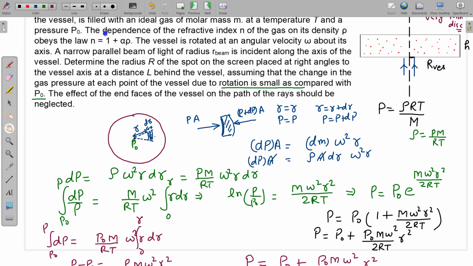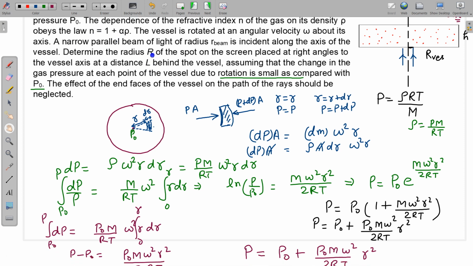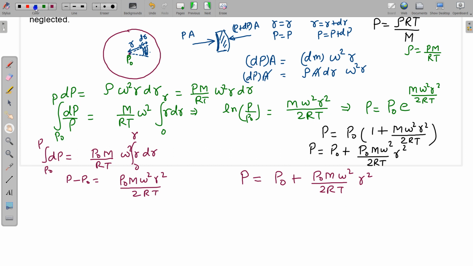But we have to find the refractive index as a function of this r, and refractive index is given in terms of this density. So let us find the refractive index as a function of r. So n is equal to 1 plus alpha rho. So from here we can find the refractive index. So n is equal to 1 plus alpha into rho, and this rho can be written as Pm by RT from here. So rho is equal to Pm by RT, and we know the pressure.